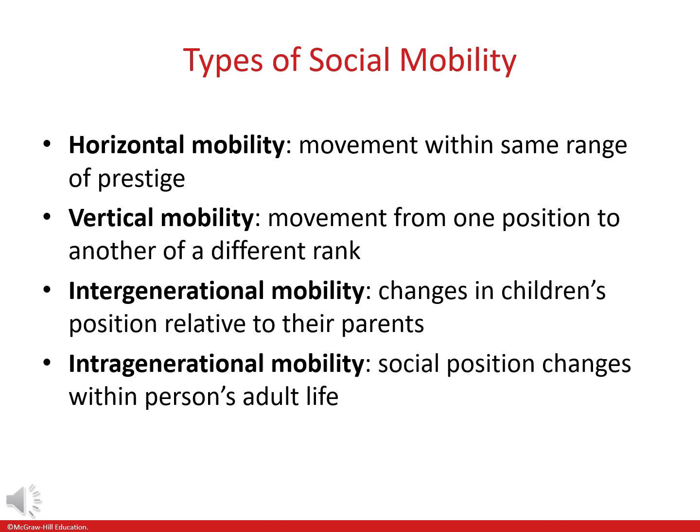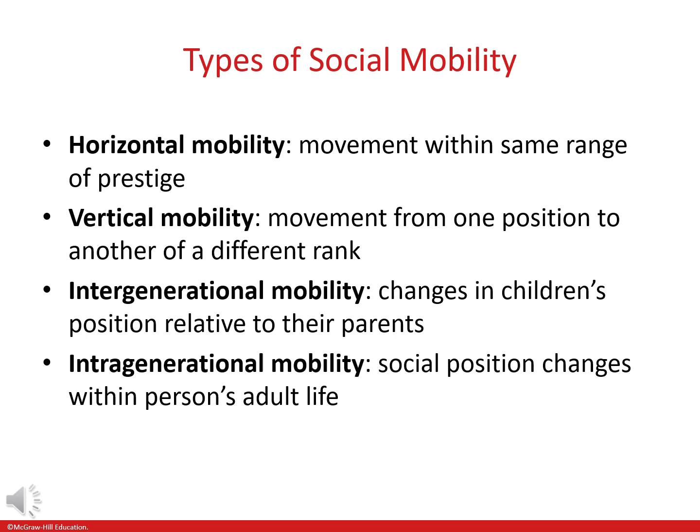So we have horizontal mobility, and that's movement within the same range of prestige. That could be maybe switching careers, but still making the same type of money. We have vertical mobility, that's movement from one position to another of a different rank. So that's moving up the ladder. Intergenerational mobility, so changes in children's position relative to their parents. So maybe the parents work really hard, like maybe they came over here as immigrants and now the children are citizens and they're able to have a lot of the same opportunities as Americans do.